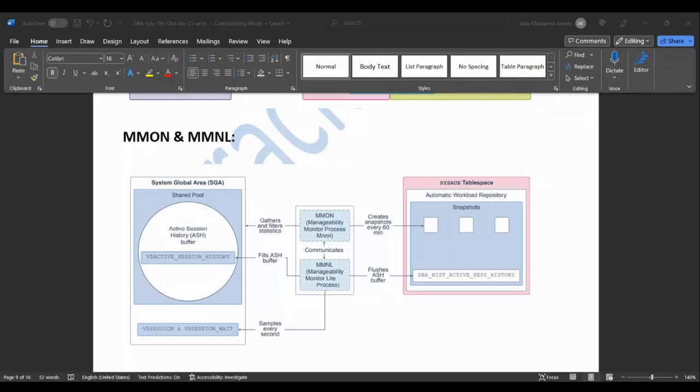Okay, so v$session_wait, v$active_session_history, dba_hist_active_sess_history. These are the views that are available. Because space is expensive, every 10th entry is flushed, and then mmnl also computes metrics. And these two processes can run as an operating system process and also as a thread. Okay.